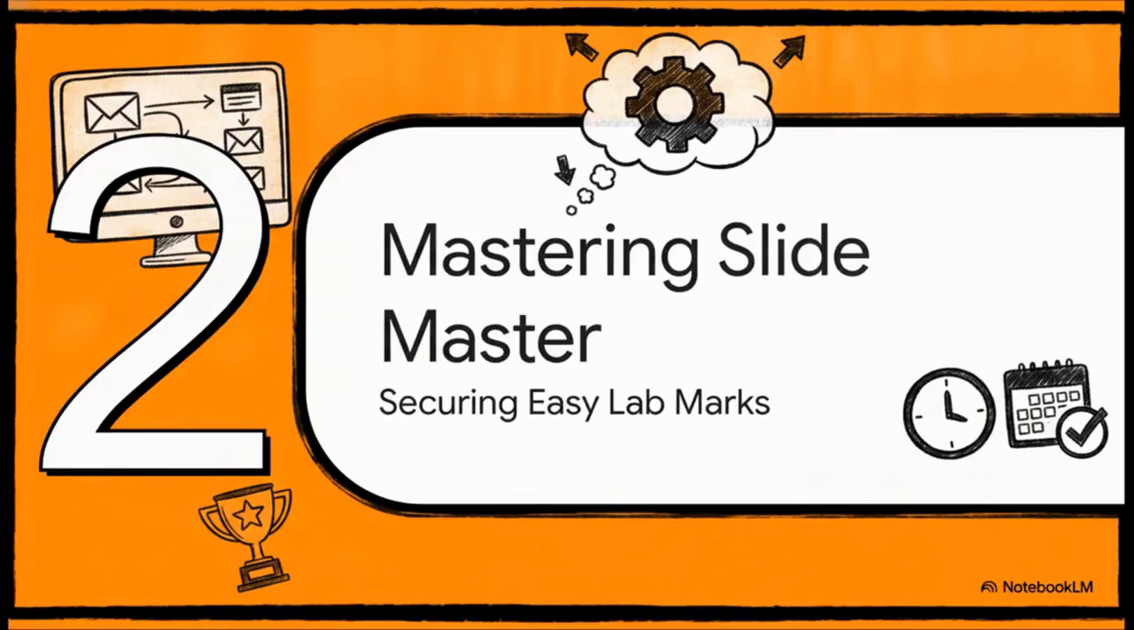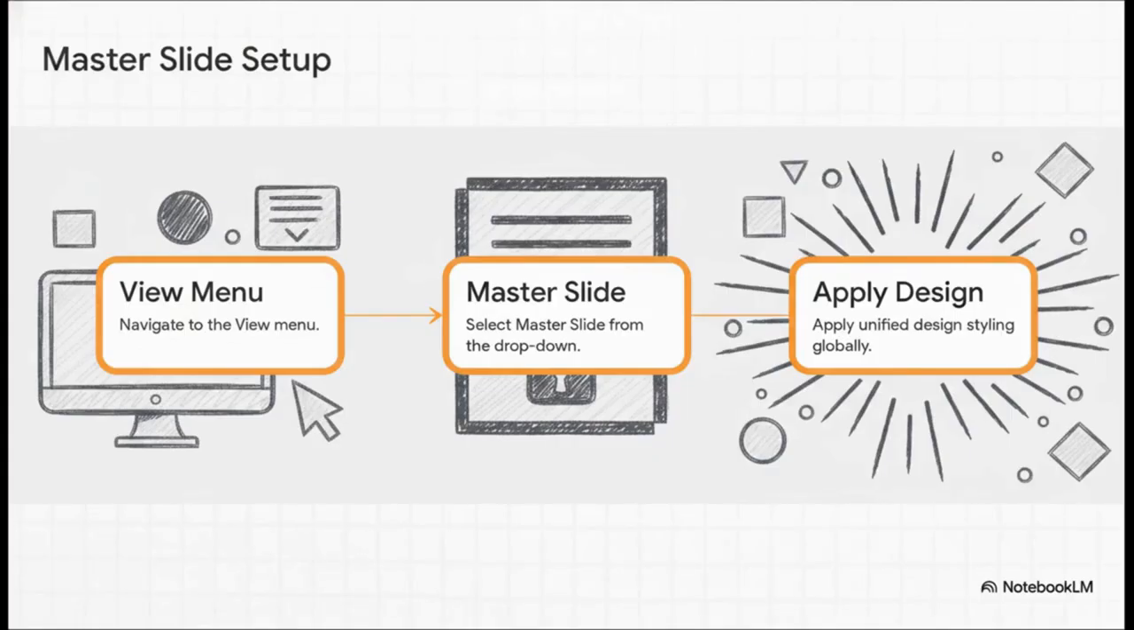Moving right along to section 2, mastering the slide master. Snagging those easy lab marks comes down to knowing exactly how to pull off this configuration without burning through your exam time. It's actually a super simple 3-step rhythm. First up, you're going to completely ignore the main canvas and head straight up to your View menu. Step 2, select Master Slide from that dropdown, and Step 3, just apply your unified design styling globally. Whatever you lock in right now acts as a rock-solid foundation for your whole presentation. I'm telling you, this exact workflow is what separates the novices from the pros.